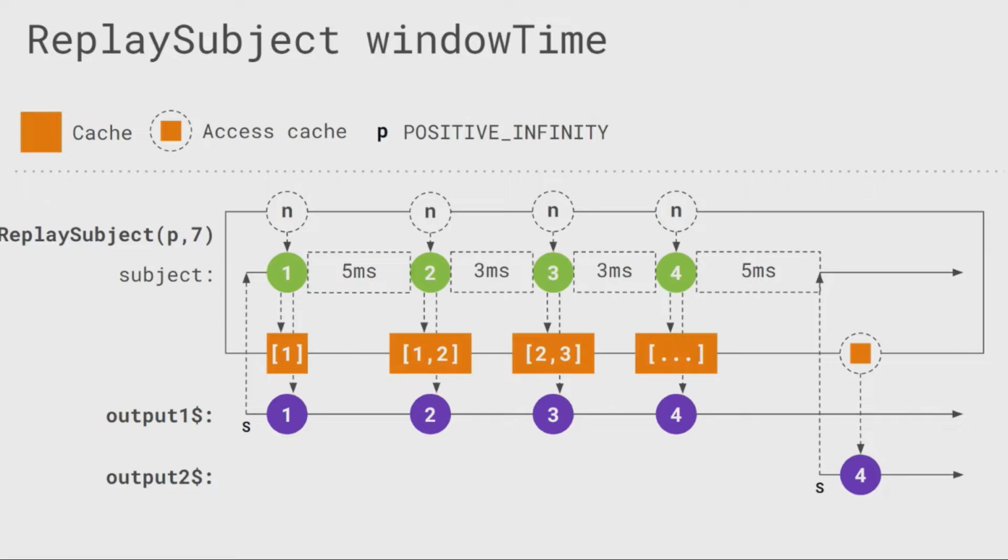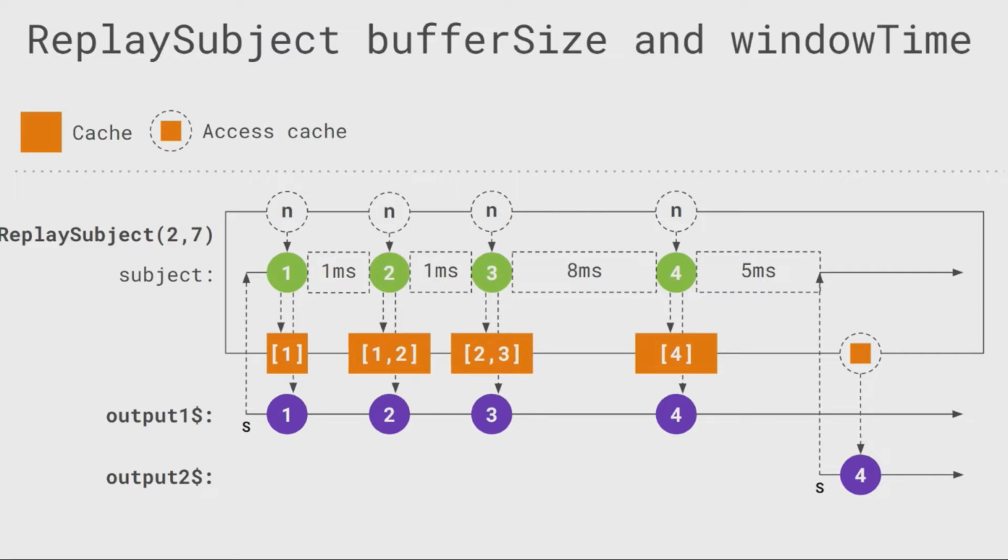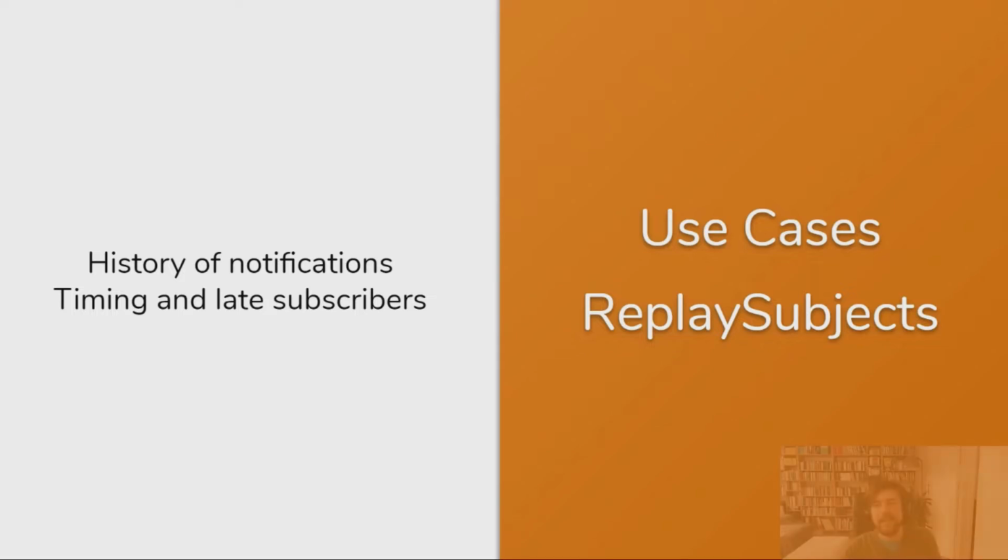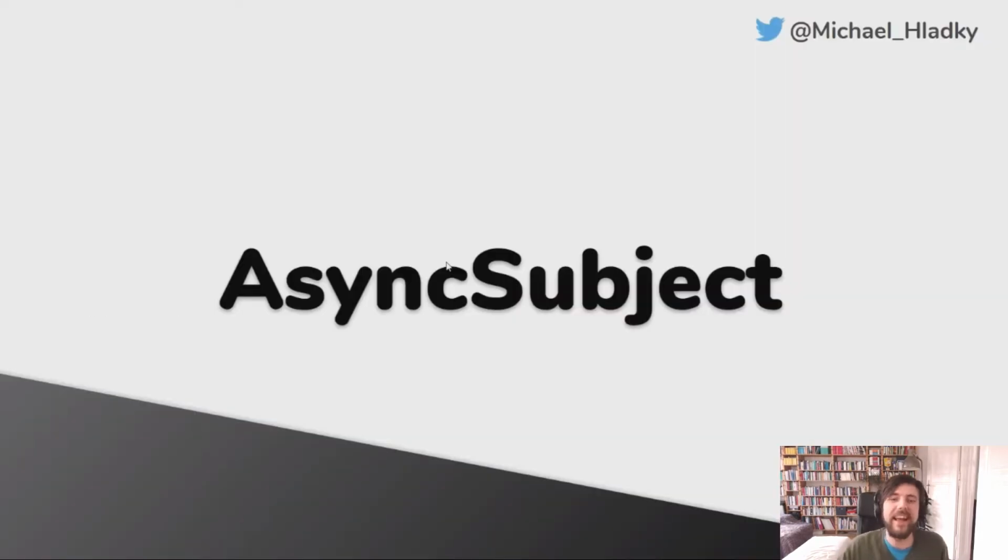And at the end, the values 1, 2, and 3 are outdated. And I will only receive the number 4 because this lives 5 milliseconds. Everything else is older than 5 milliseconds and therefore will not get shared. I can use them also together and mix the buffer size and the window time. This would also work. So this is pretty cool. And I can do a lot of stuff, store, replay, historical data, and can also replay the full history of some processes. The last and most important subject is the async subject.